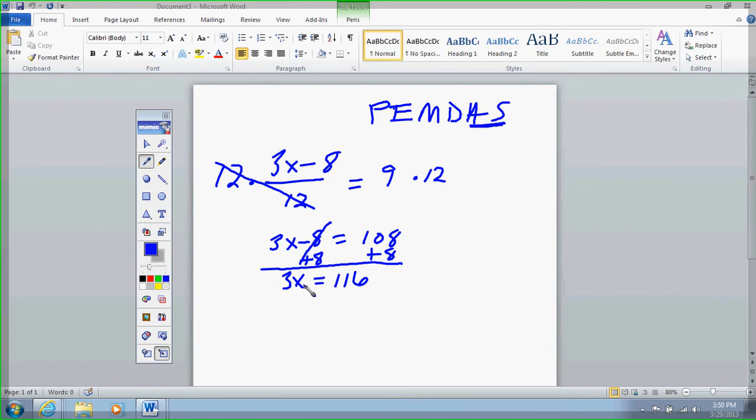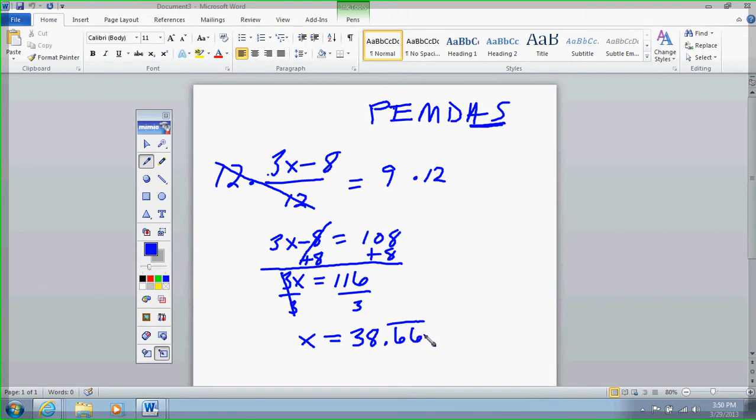Okay? Now I've got 3 and x being multiplied. My last step, I need to divide by 3 on both sides, and I get x is equal to, when I use my calculator and I divide this by 3, 38.66 repeating. And that's how that works.